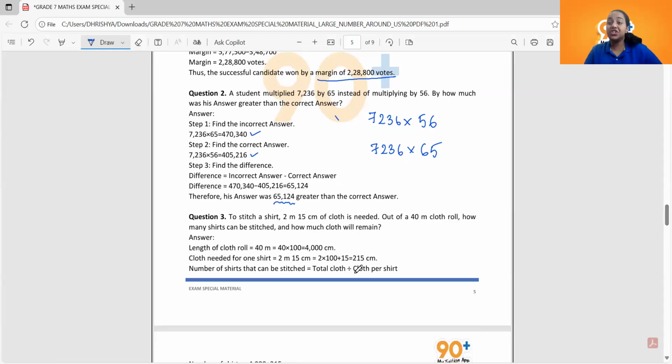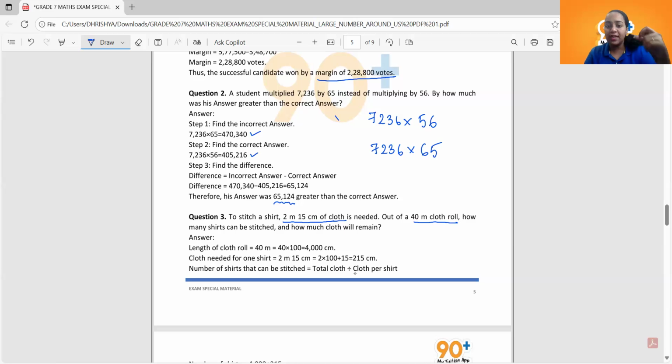Third question. To stitch a shirt, 2 meter 15 centimeter of cloth is needed. Out of a 40 meter cloth roll, how many shirts can be stitched and how much cloth will be remaining? So in total there is a 40 meter cloth roll, and for one shirt you need 2 meter and 15 centimeter of cloth. So how many shirts can you stitch and how much cloth will remain?